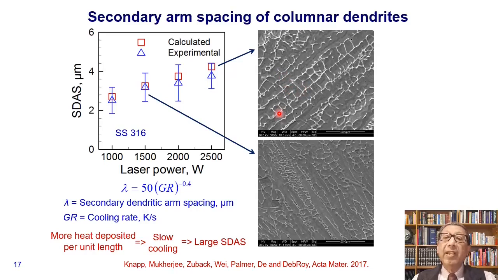So if we change the laser power, higher power means slower cooling and therefore larger secondary dendrite arm spacing. So both qualitatively and quantitatively, we can understand simple features of microstructure from mechanistic models.